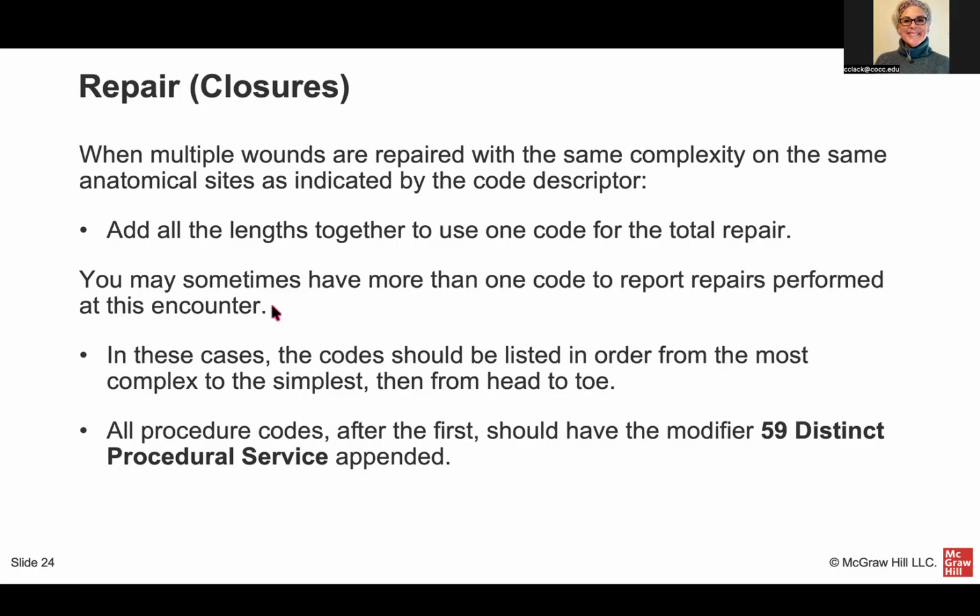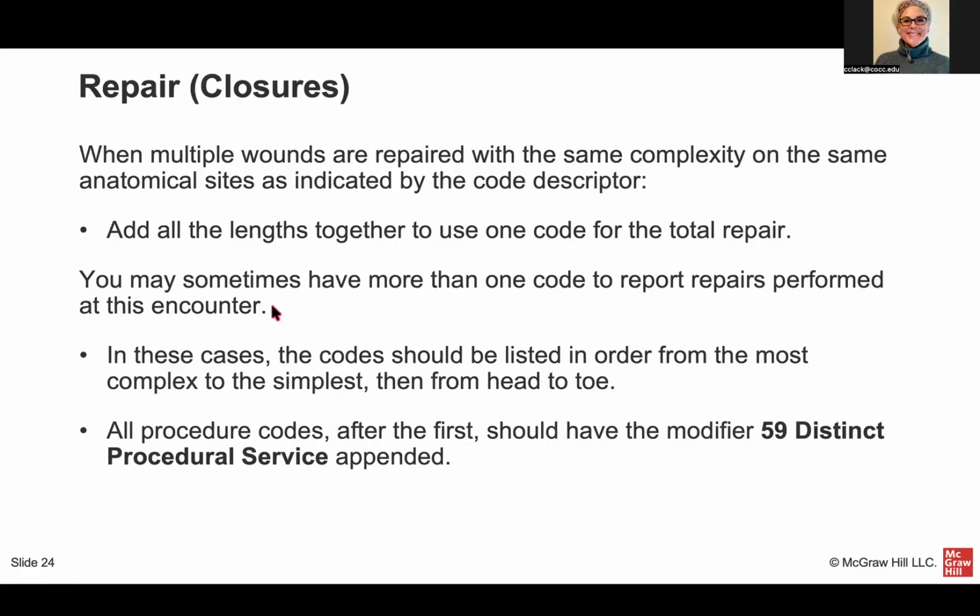Now, here's an example. If a patient has a 3 centimeter simple repair on the arm and a 2 centimeter simple repair on the arm, so two separate simple repairs in two different locations on the arm, you're going to add them up, a 5 centimeter simple repair, one code. But if one of them was complex and one was simple, you have two separate codes. Complex listed first, simple second with modifier 59.